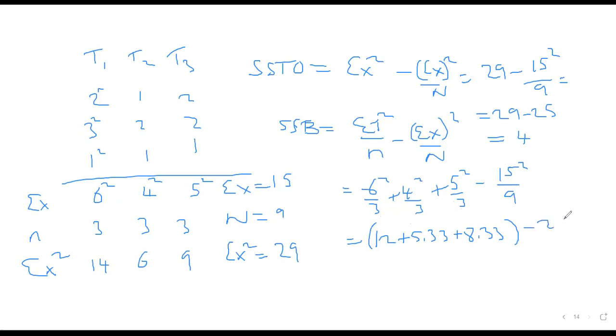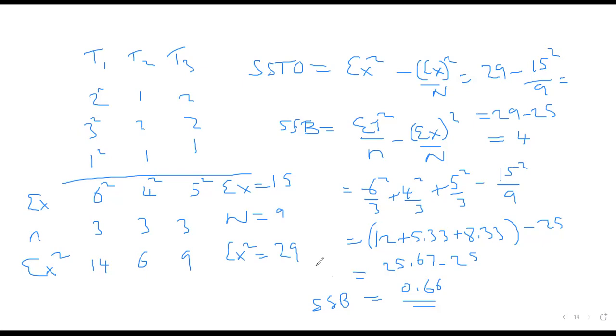It's 25.6, 5.66, yes, minus 25, which is 0.66. All right. So this is called the sum of square between.